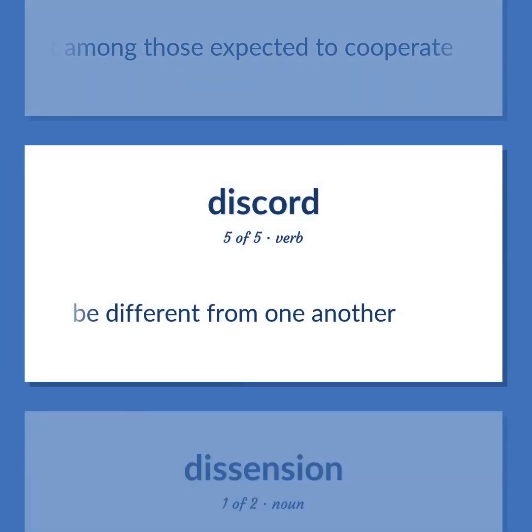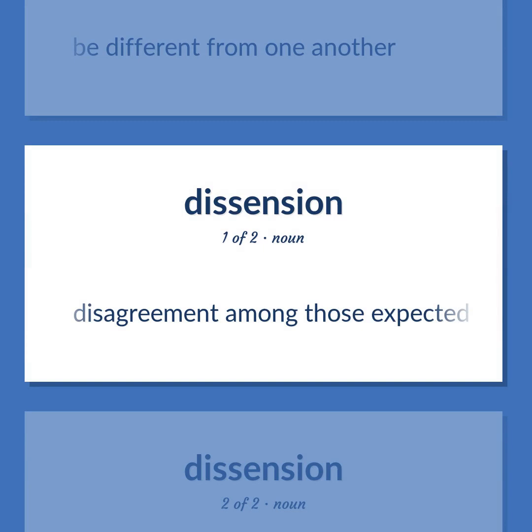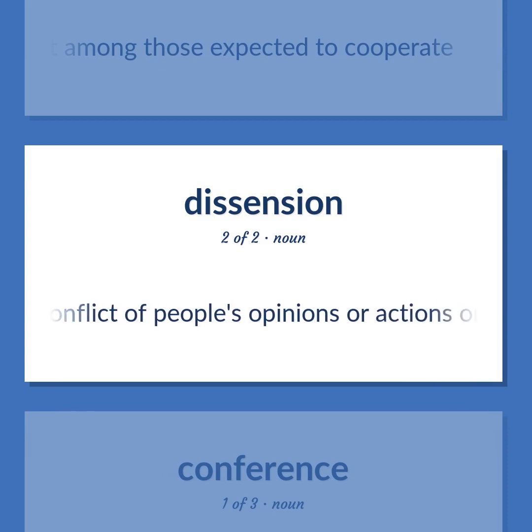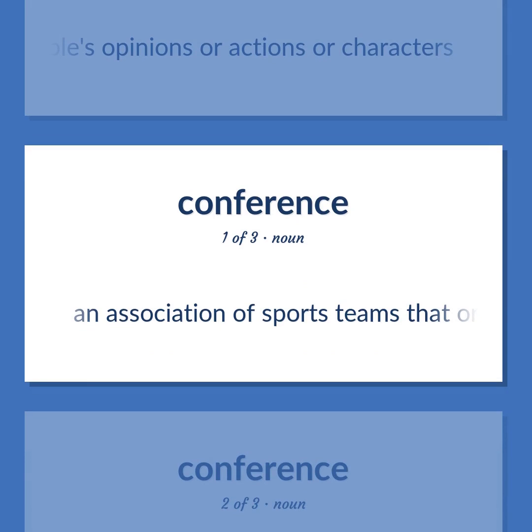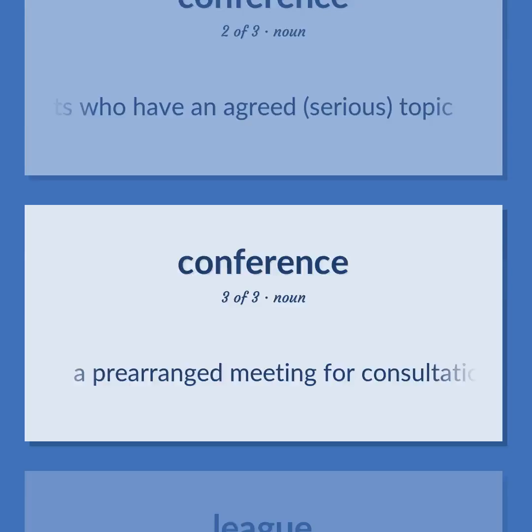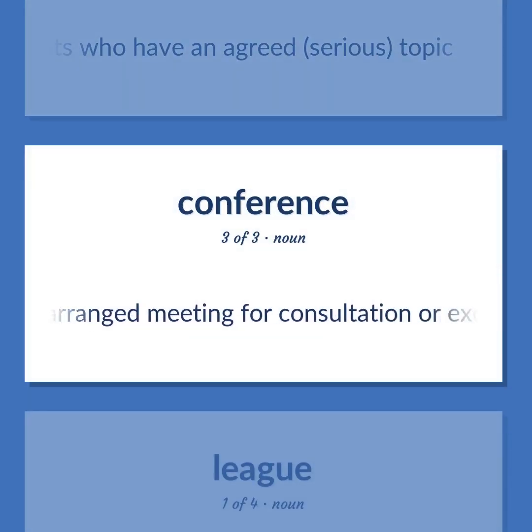Be different from one another. Disagreement among those expected to cooperate. A conflict of people's opinions or actions or characters. An association of sports teams that organizes matches for its members. A discussion among participants who have an agreed, serious topic. A prearranged meeting for consultation or exchange of information or discussion, especially one with a formal agenda.